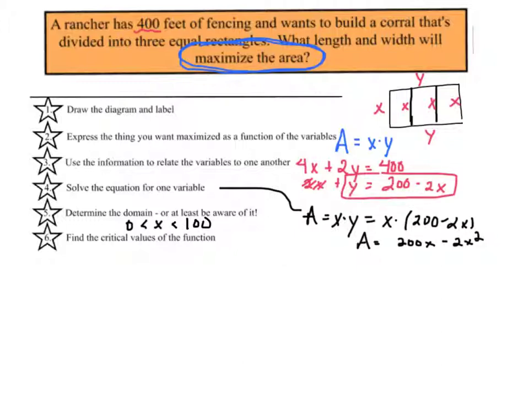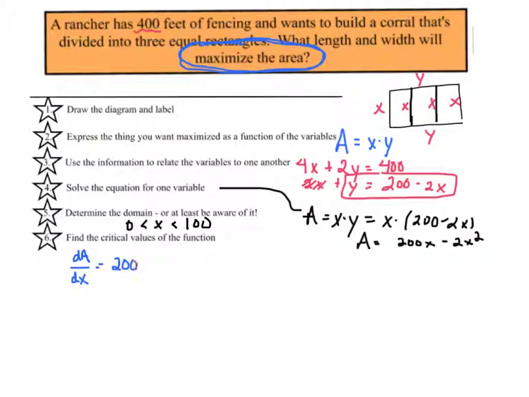And I say this thing about domain because really here we don't have endpoints. We're not defined at the endpoints. You can't have x be 0. You can't have x be 100. X has to be greater than 0 and less than 100. So you really aren't worried about endpoints here, but it's a good thing to kind of remind yourself of. Okay. Now, finding the critical values. That means we need the derivative.